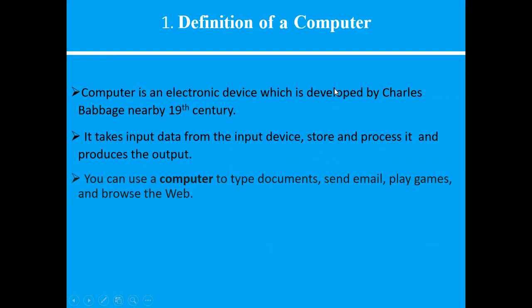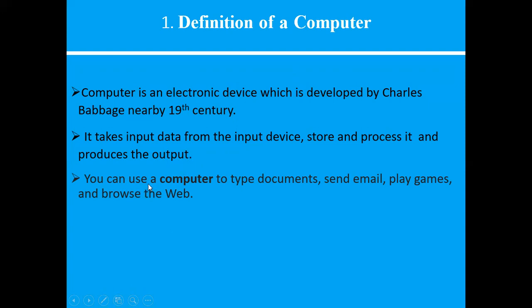So here, first we will see what is the definition of a computer system. Basically, a computer is an electronic device which was developed by Charles Babbage nearby 19th century. So here it takes the input data from the input device, that is keyboard or mouse, and stores and processes it using this CPU, and produces the output that could be displayed on this monitor. So that is the output device.